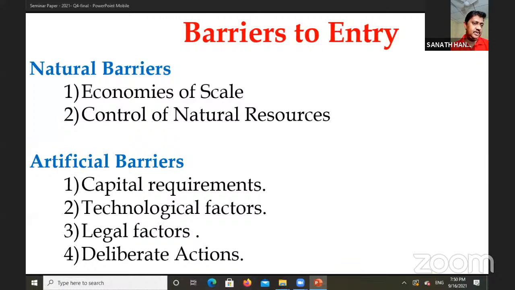So even in a market economic system, there can be a monopoly because of these factors. Keep in mind, a monopoly can exist even in a market economic system if there are barriers to entry.